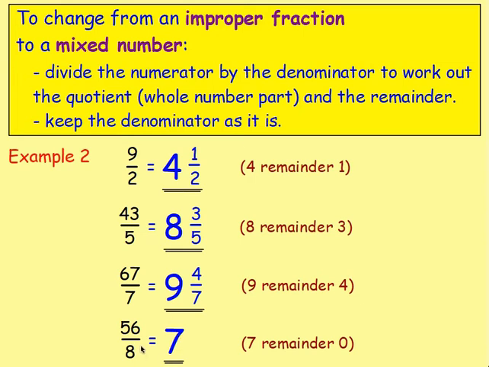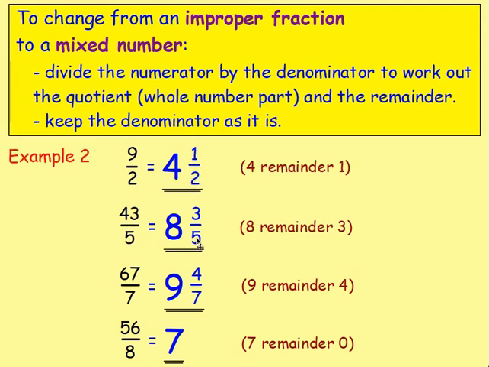A lot of the time, you can see down here we didn't have a remainder. But a lot of the time you will get a remainder, and that will be the top number. That will be your numerator. So 9 divided by 2 is 4 remainder 1. So 4 is the whole number part, and the 1 is your numerator. And because it's halves we're working with, we just keep the denominator as halves.